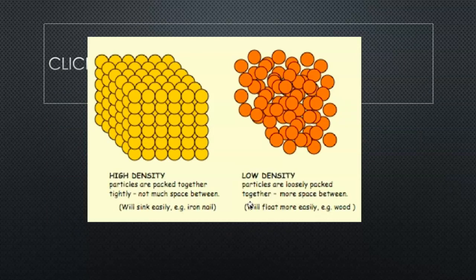The same thing is true when we're talking about matter. When something is very dense, that means the particles inside of it are packed together very tightly, and there's not very much space in between the atoms. Things that have not so high density, the particles are more loosely packed and there is more space in between them.